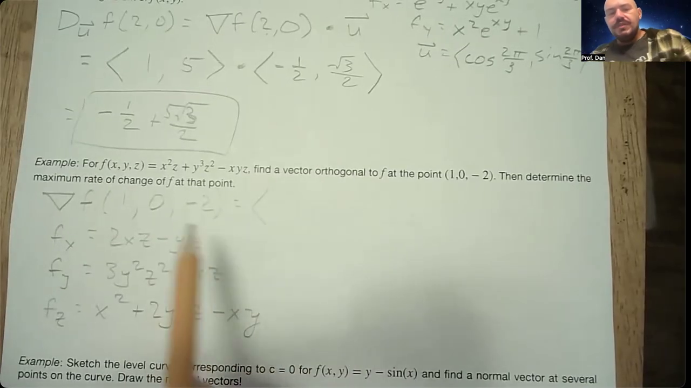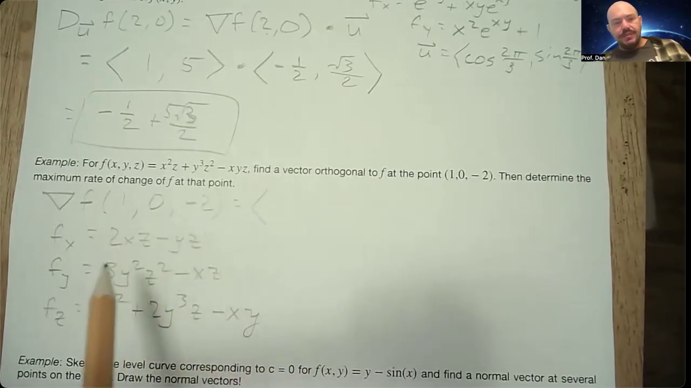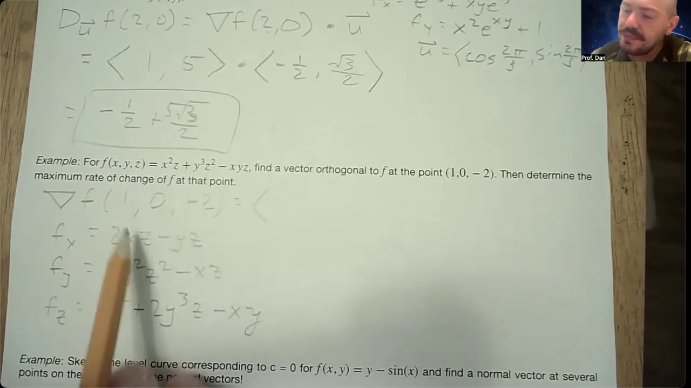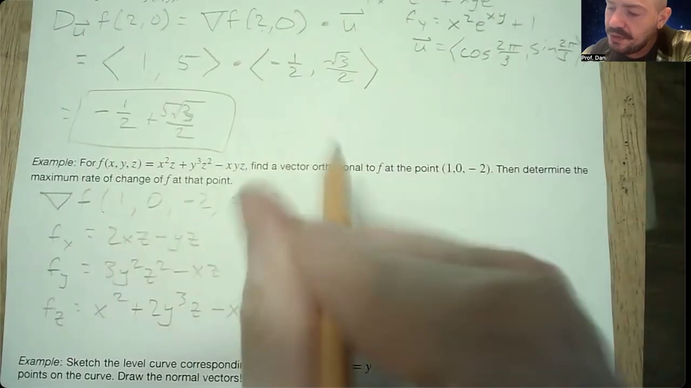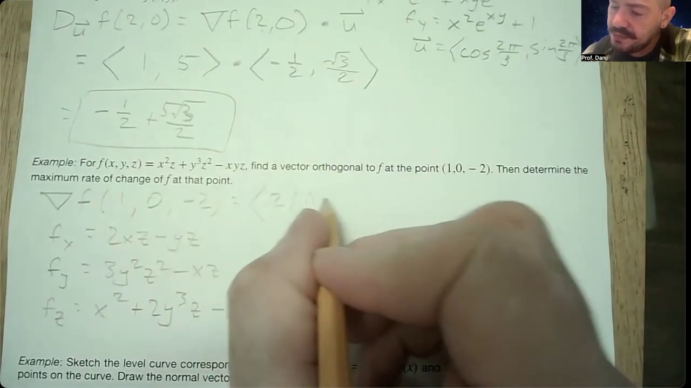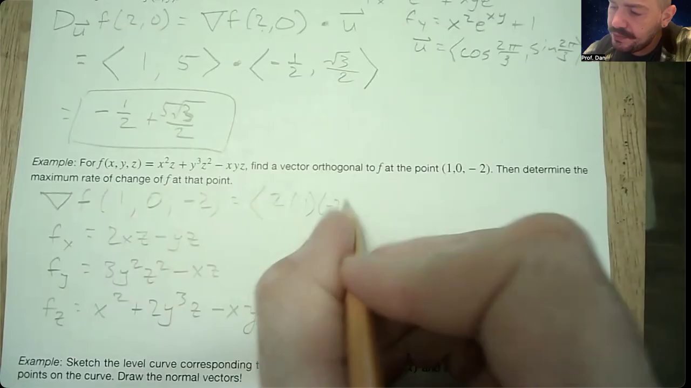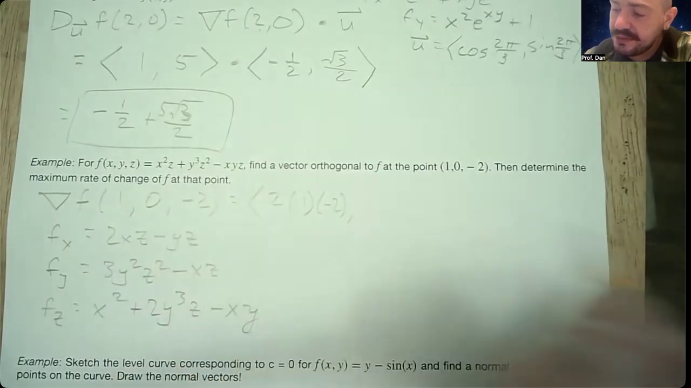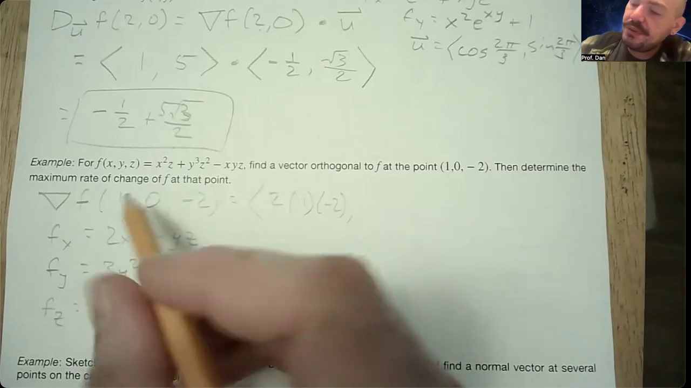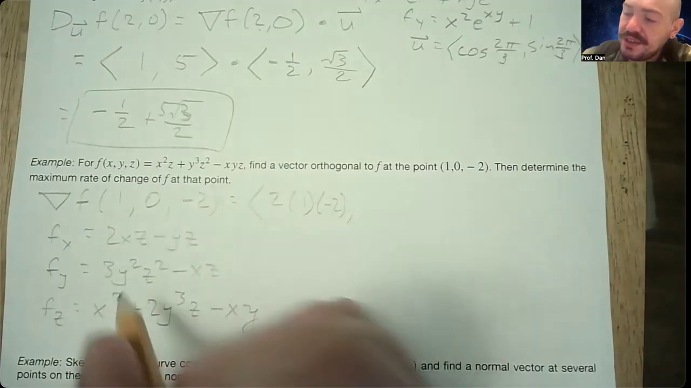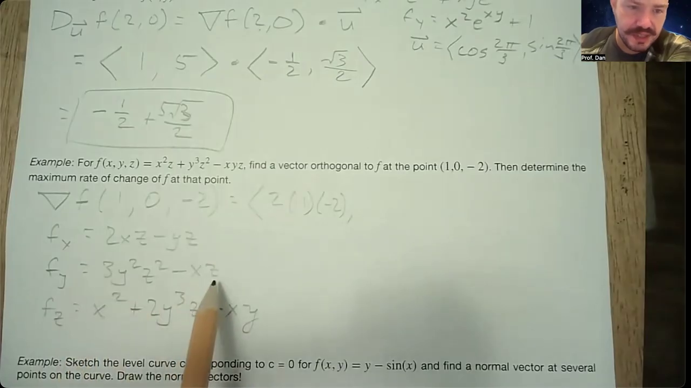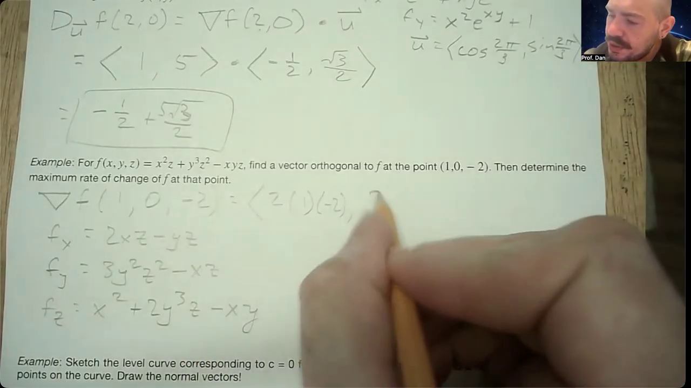If I want to evaluate these at this point, all I need to do is plug in these values. 2 times 1 times negative 2 minus 0 times something, so just that. For fy, anything that has y in it as a factor is going to be 0. So that's 0. X times z would be -2. So minus -2 is 2.